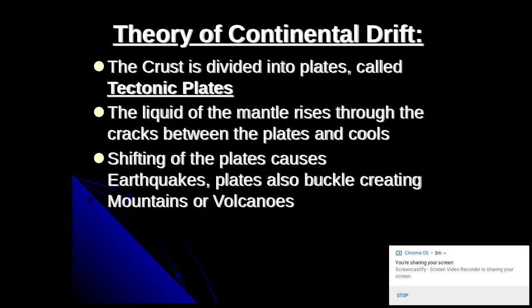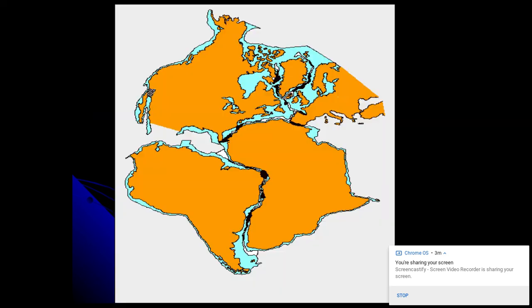All right, so the theory of continental drift: the crust is divided into plates called tectonic plates. The liquid of the mantle rises through the cracks between the plates and cools. Shifting of plates causes earthquakes, plates to buckle, creating mountains and volcanoes. So the first evidence is Pangea. If you look at the modern day continents now, and we kind of pushed them back together to what we thought, they fit together like a puzzle.